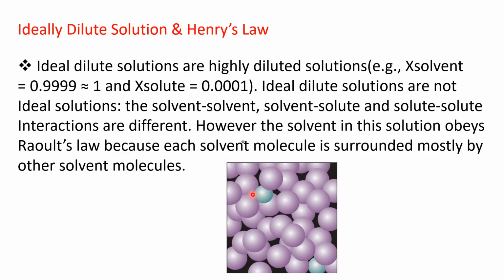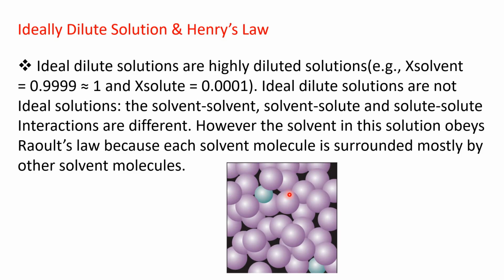Here you see this solvent concentration is almost equal to 1. Concentration in the sense that is the mole fraction, almost equal to 1. That means solute concentration, let's say here 0.9999. Solute concentration is very low, 0.0001. So this solute is mostly surrounded by solvent, and most of the solvent is also mostly surrounded by solvent. See here it is a little bit surrounded by solute molecules like that.